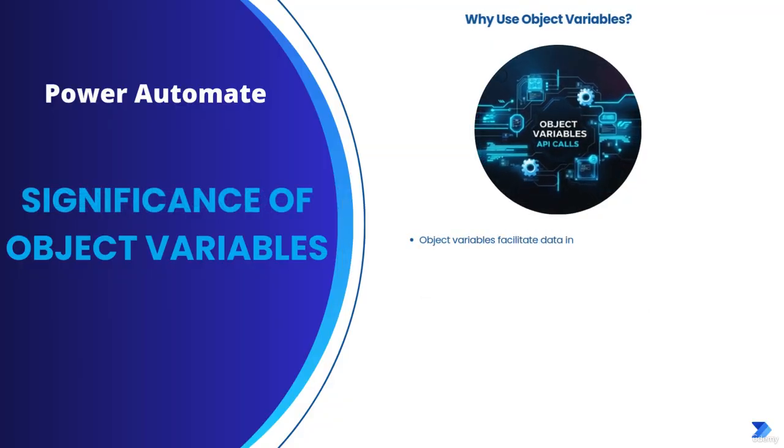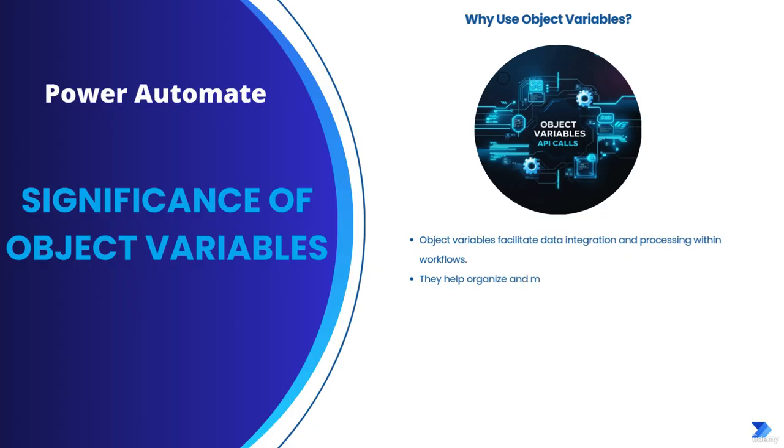Significance of object variables. Why use object variables? So why are object variables so significant? They play a pivotal role in facilitating data integration and processing within our workflows. By using object variables, we can organize and manage complex data, which not only reduces errors, but also enhances workflow efficiency. Imagine having to deal with a variety of data points from different sources. Object variables make it easier to consolidate and manipulate that information. This means your flows will be cleaner, easier to maintain, and far less error-prone.